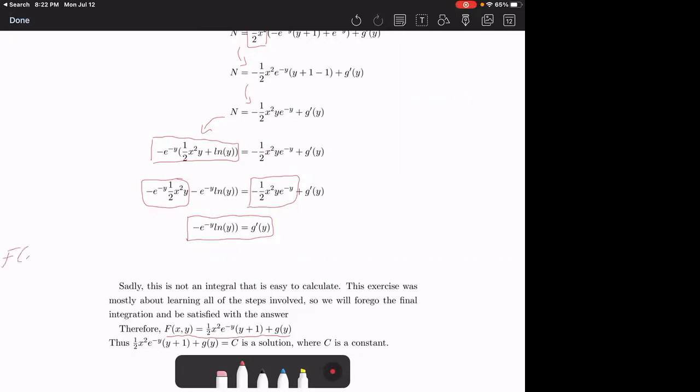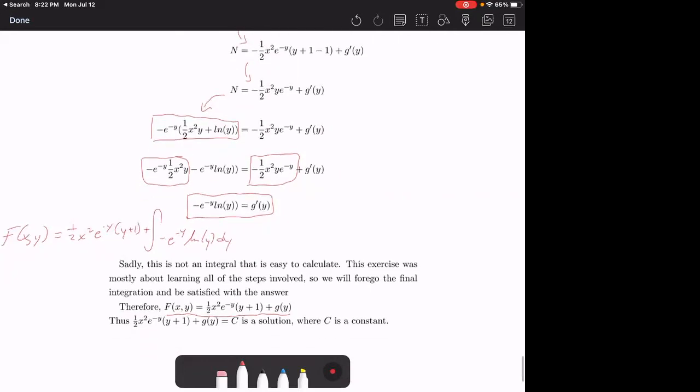Equivalently, that would be equal to f(x,y) is equal to 1/2 x squared e to the negative y times (y + 1) plus the integral of negative e to the negative y times ln y with respect to y. So remember, normally, and certainly on any exam, I will give you something that is actually solvable. But sadly, at the end of this example, we reached an integral that is not easy to calculate. And then finally, we set it equal to c, where c is some constant.